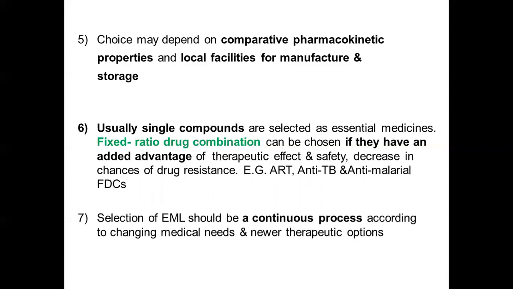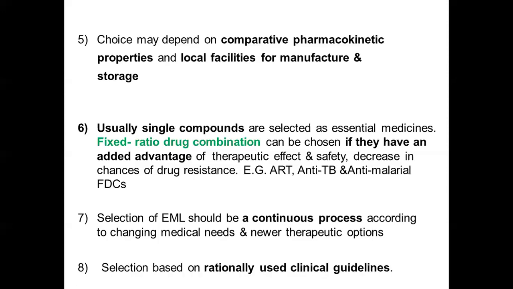Then the selection of EML should be a continuous process according to the changing medical and healthcare needs. So as you always know that there are new developments occurring, new drugs are coming. So based on that, and also as more diseases are emerging, for example, now suddenly corona has become a very important disease, which was not prevalent. Now in the coming days, you will have some vaccine which might come as an essential medicine, we never know. So this essential medicine list is continuously evolving. It has to be continuously changed based on the diseases which are becoming prevalent, or which are taking high priority, as well as the new drugs or new developments in the drugs, and the new drugs which are coming in the market. And also the selection should be based on the rationally used clinical guidelines.